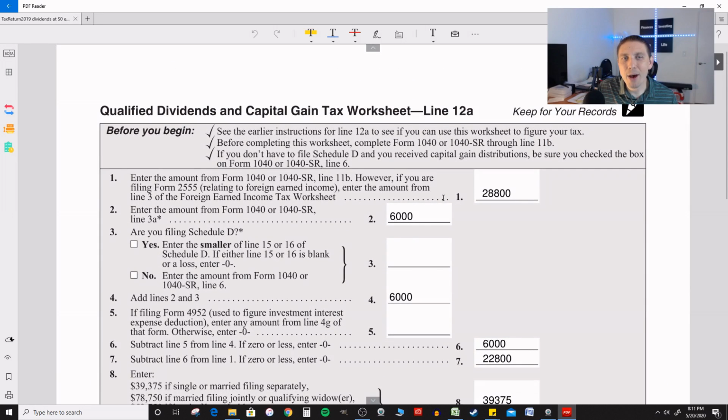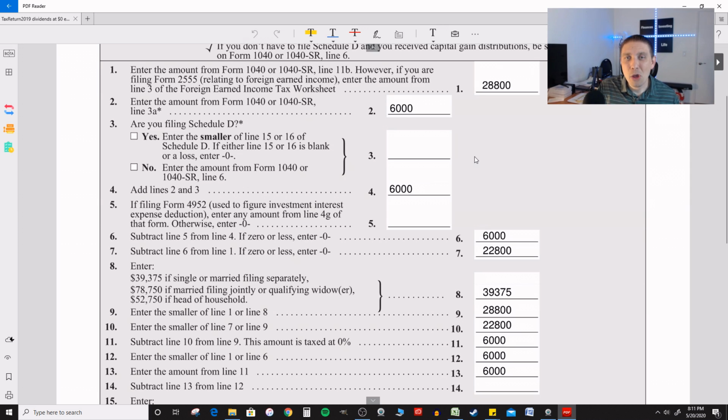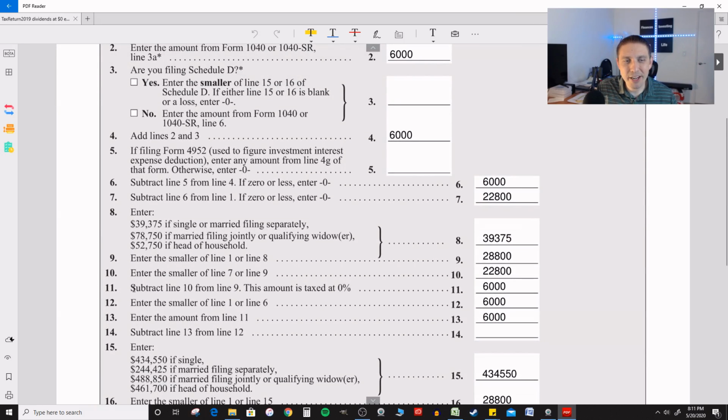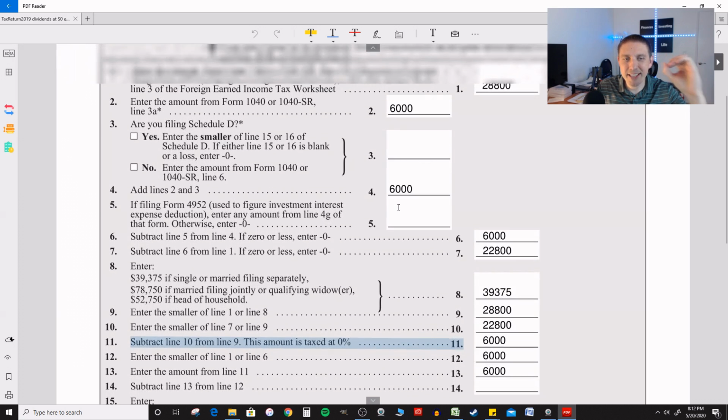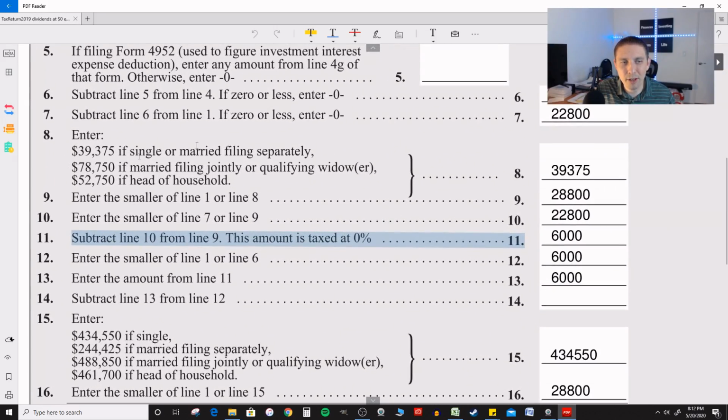The way you find out how dividend taxes are calculated is there's a thing called the capital gain tax rate worksheet. Now you can actually Google this and find this for yourself. And I'm not going to go line by line by line. That would put you all to sleep, put me to sleep trying to read this to you and make sense of it. But what you need to pay attention to in this first part of this worksheet is this line right here, line 11, it says subtract line 10 from line 9. This amount is taxed at 0%. Okay, 0%. Now this is if you file single, okay? If you're married, these amounts will basically be double that.